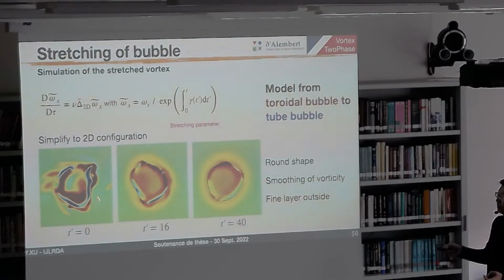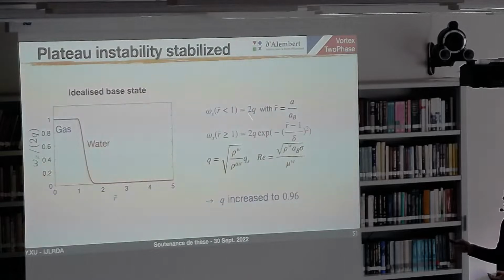vorticity field to a 2D simulation. It's no longer axisymmetric, it's a pure 2D plane with Basilisk. We can find that over time the shape of the bubble becomes round. The vorticity inside becomes much smoother, with a thin layer just generated outside the bubble. We assume that after the stretching mechanism, this is how the base flow acts for a bubble ring. So we use idealized base states for our stability analysis.